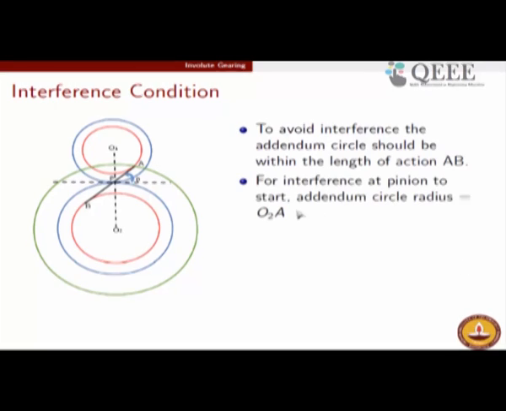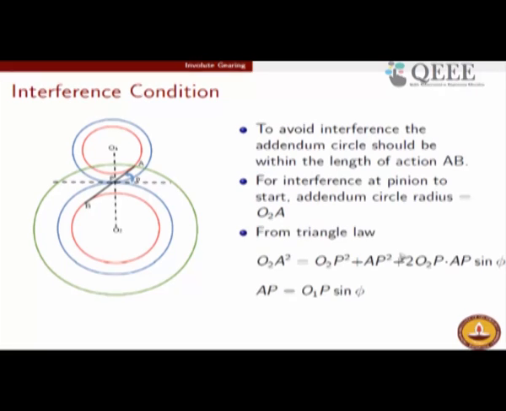For interference at the pinion to start, and this is the condition of interference at the pinion, the addendum circle from the other gear, that is the wheel, will be at O2A. Here you see that the addendum circle has just crossed point A. Typically, what you would like to have is that the addendum circle should intersect this line AB at an interior point rather than at the extreme point A. But the way we have drawn this figure, it is just the start of interference, where the addendum circle has intersected the line AB at the extreme point A.